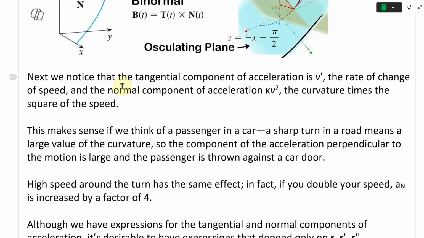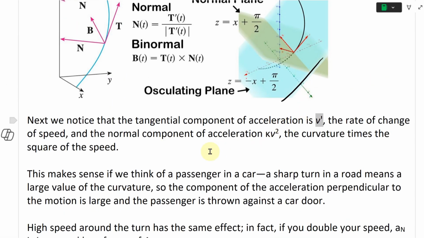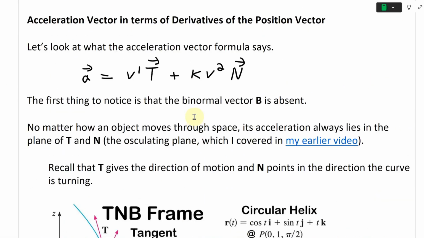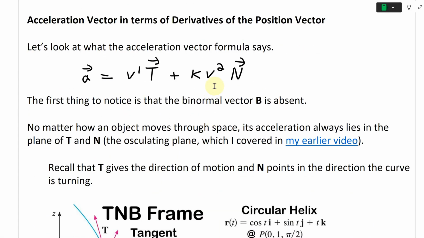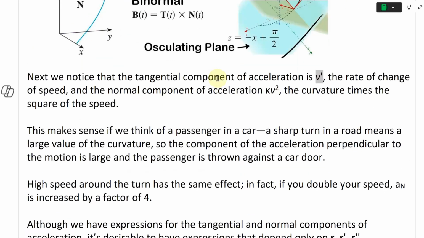So going further, next we notice that the tangential component of acceleration is v prime, or the derivative of the speed. And again, that's the tangential one here. So v prime. And the other one is curvature times v squared. So curvature times speed squared.